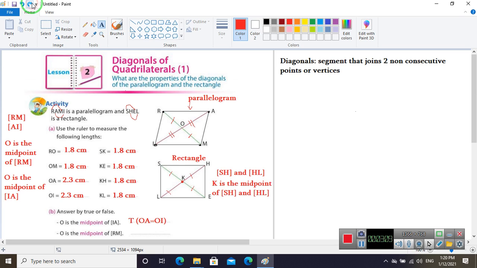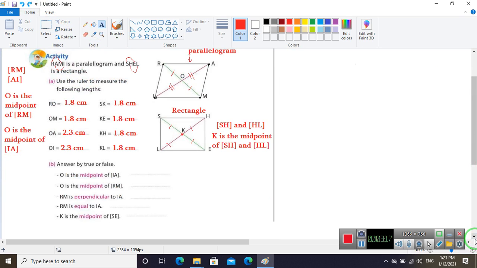Let's continue. Answer by true or false. So, if we look, teacher, O is the midpoint of IA. Yes, it's true, since OA equals OI. Let's continue with the second one. Look at the figure and the coded information. O is the midpoint of RM. Yes, also it's true, since OR equals OM. RM is perpendicular to IA. False. By using our set square, you can conclude that it is not perpendicular. RM is equal to IA? Use your ruler and measure them. They are not equal, so it's false.